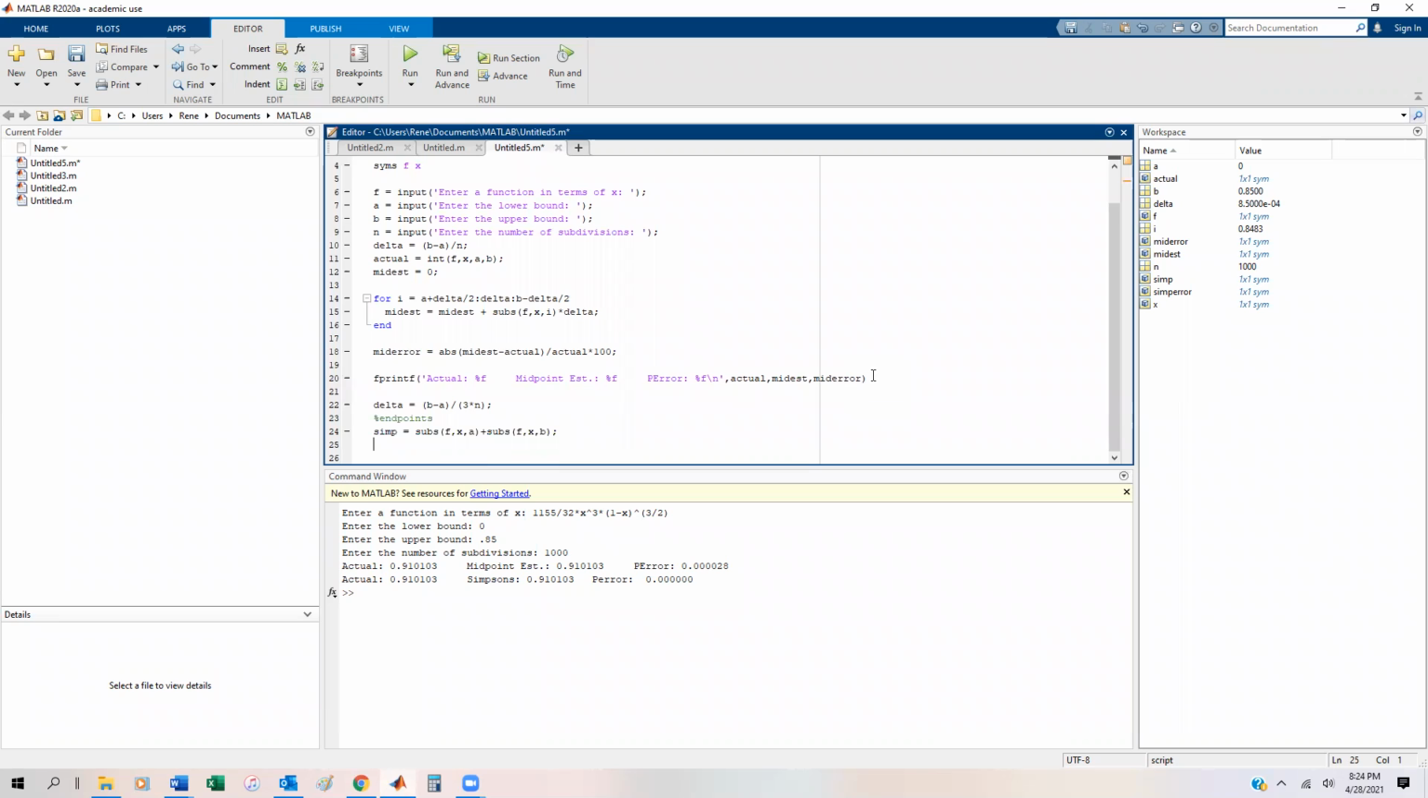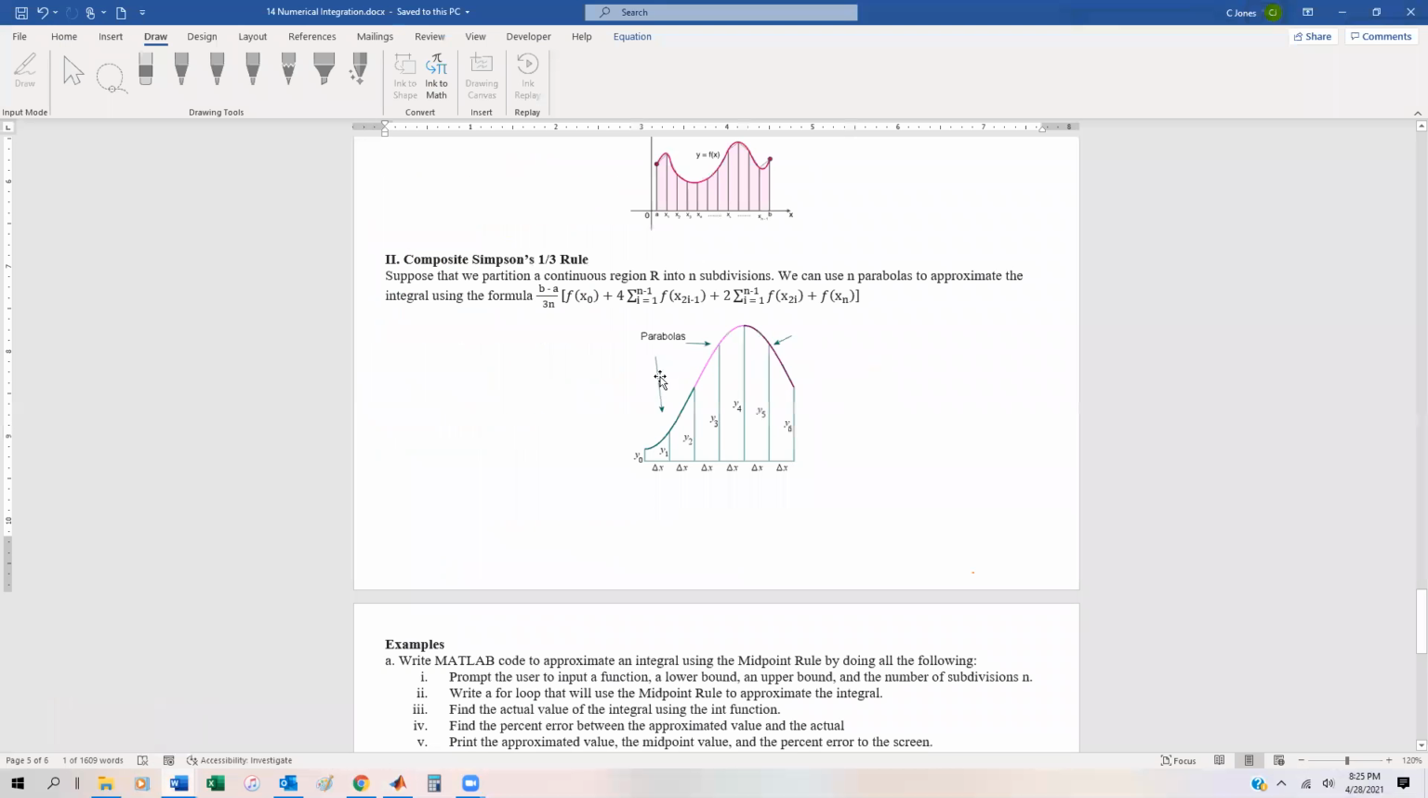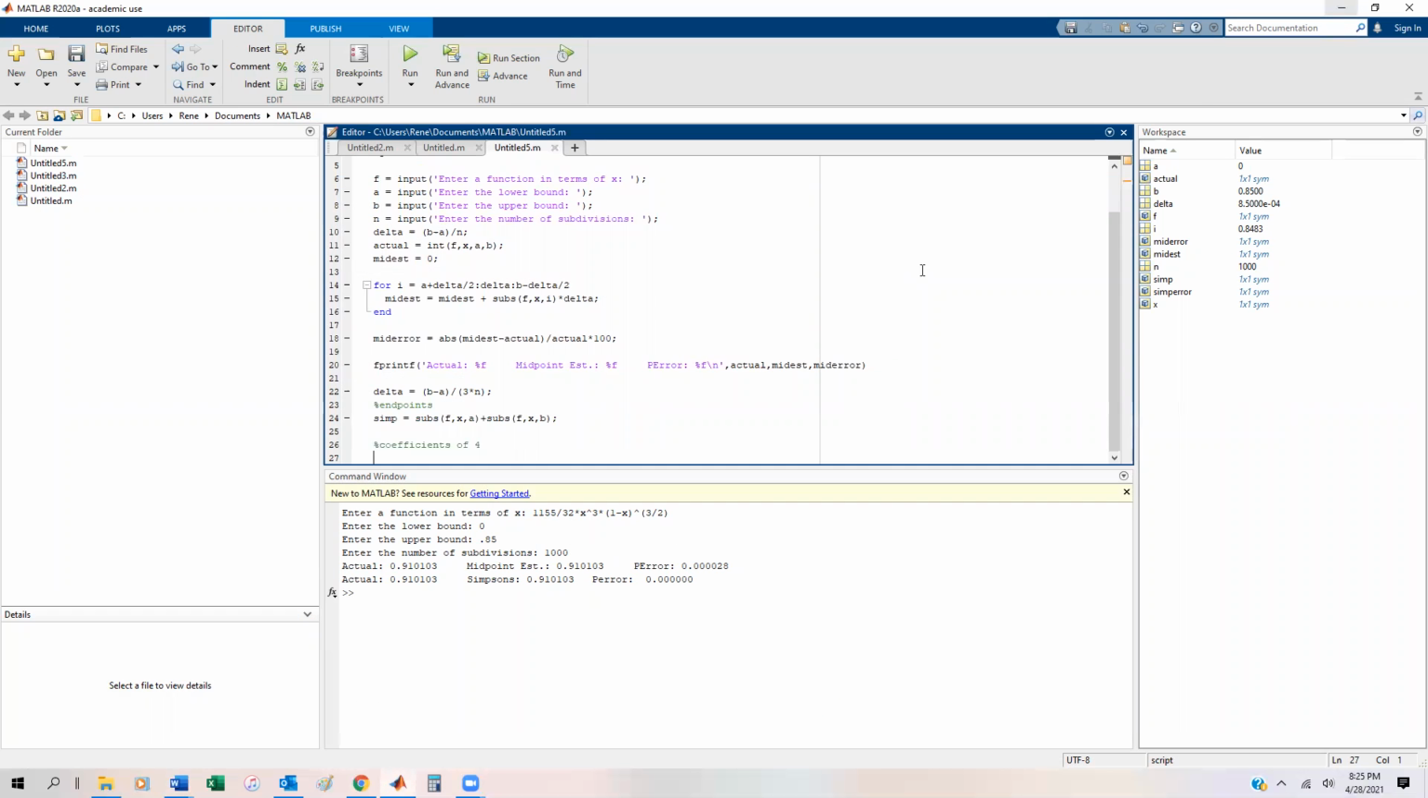Now we're going to take care of the multiples of 4. Or maybe we could say the coefficients that have 4. So that's in our formula. When we're looking at it, we have all of these, and remember, these are the odd terms. So if we can start with the odd indexes, then we can just multiply all of those by the function evaluated, and then multiply it by 4.